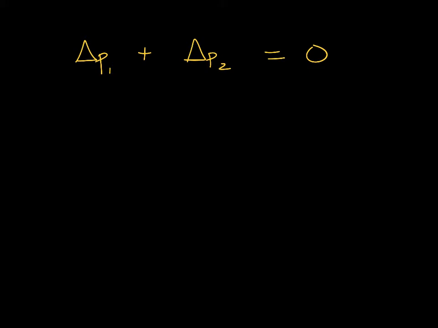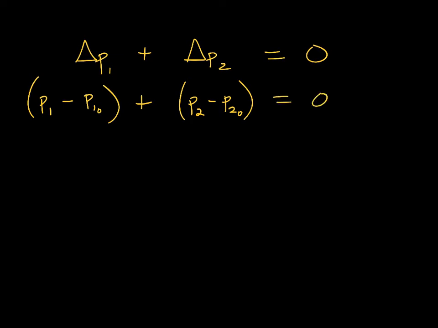It equals zero. Well, let's write these. So this is going to be the final momentum one minus the initial momentum for object one. And then the change of momentum two will be the final momentum of object two minus its initial momentum. So P1 sub zero, P2 sub zero for the initials, and those all equal zero.